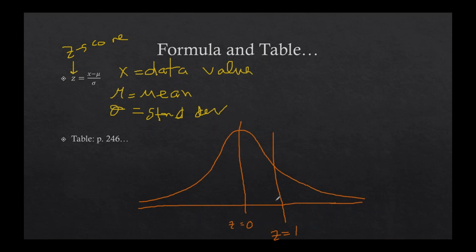If you think about this as a number line, your mean is in the middle at 0, and your z-scores represent the number of standard deviations away. Positive to the right, negative to the left, because you're either above the mean or you're below the mean.